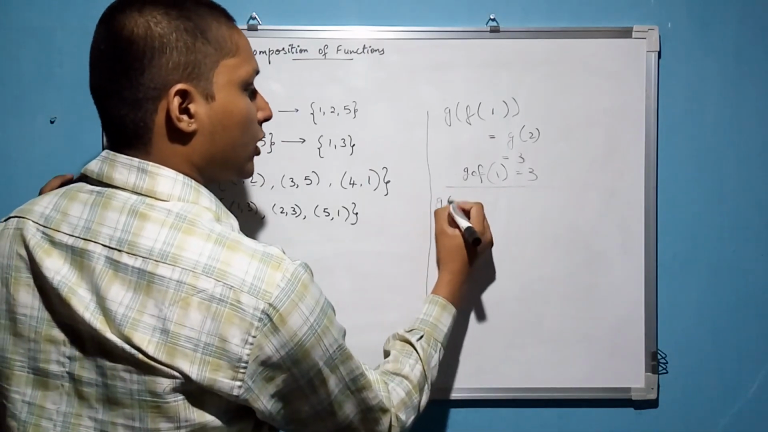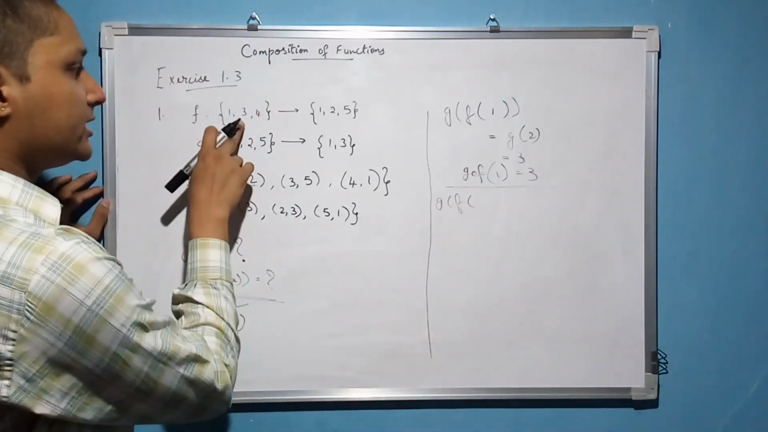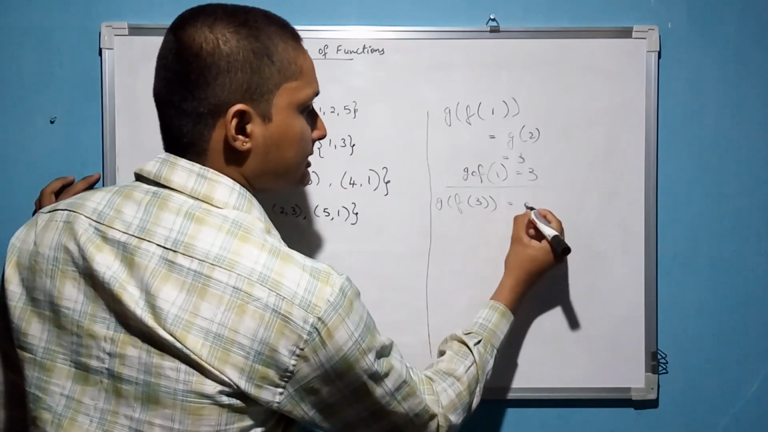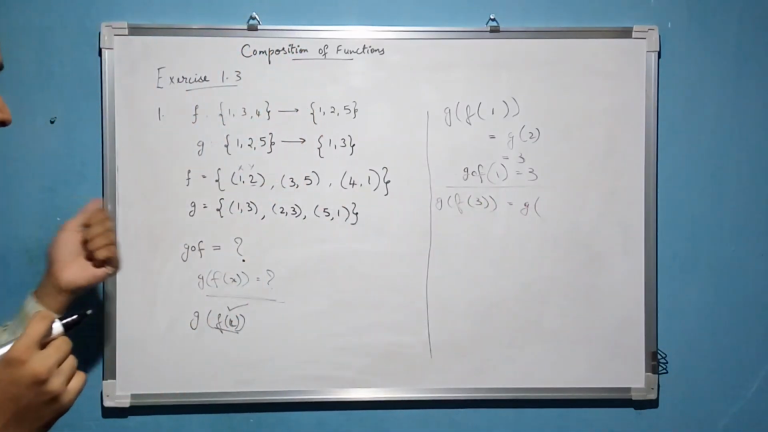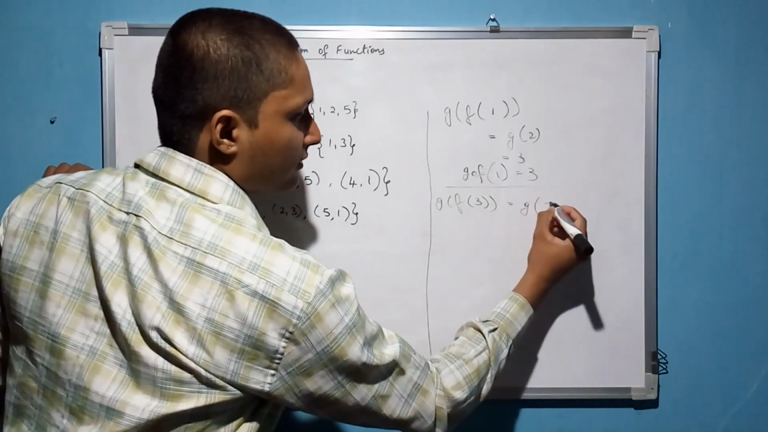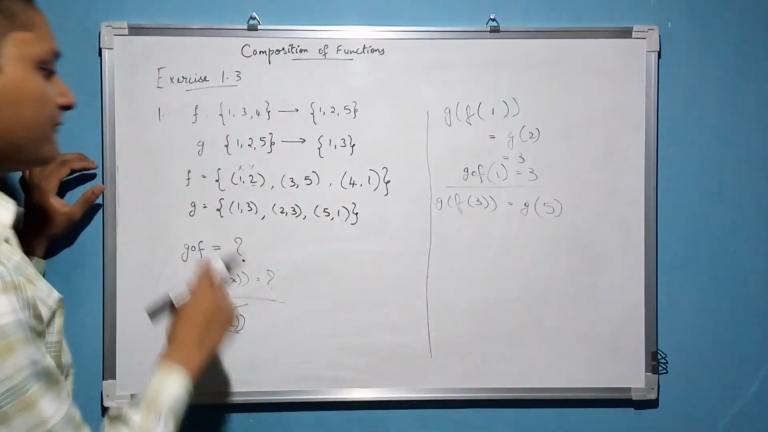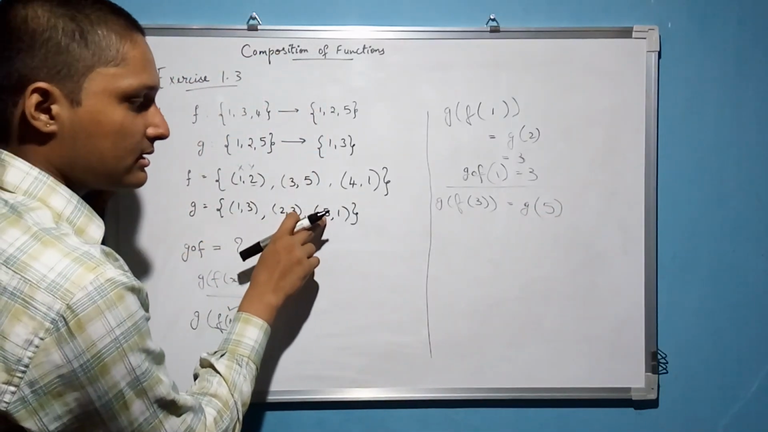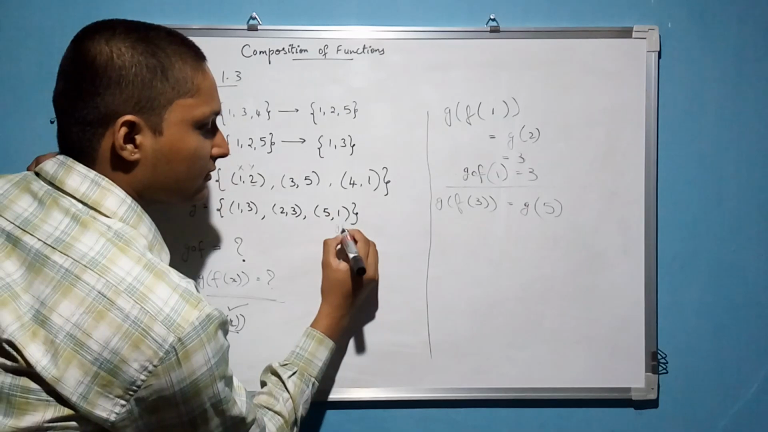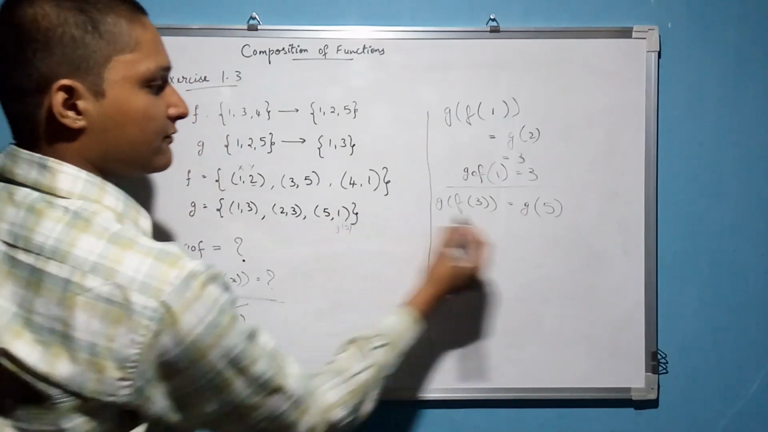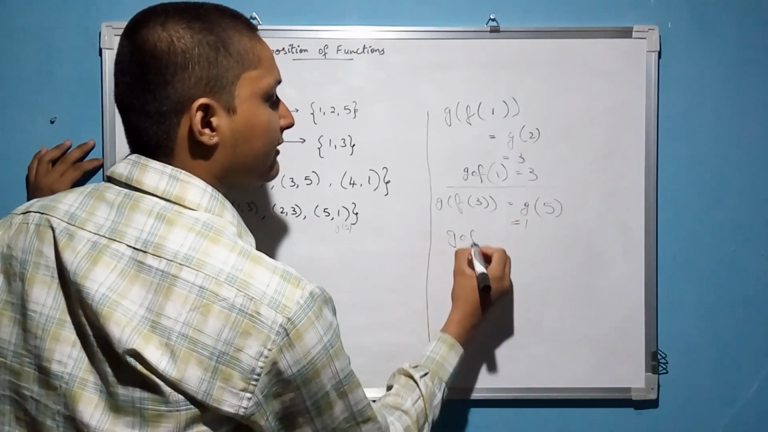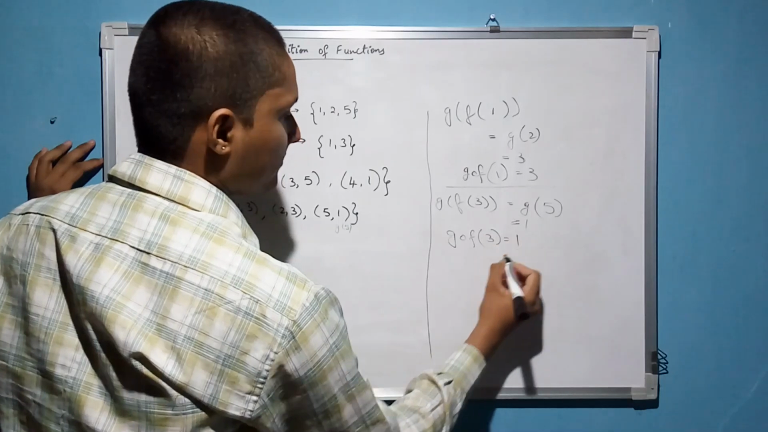Second one, g of f of what is this next element? Here 3 is there. That is equal to how much? G of f of 3: f of 3 is 5. Then g of 5. What is g of 5? G of 5 comes here, and g of 5 is 1. So g dot f of 3 is equal to 1.